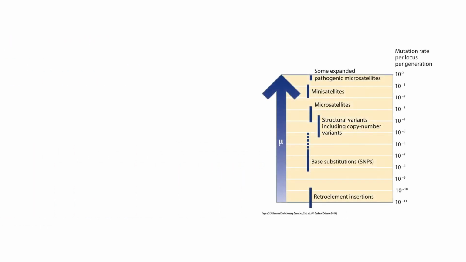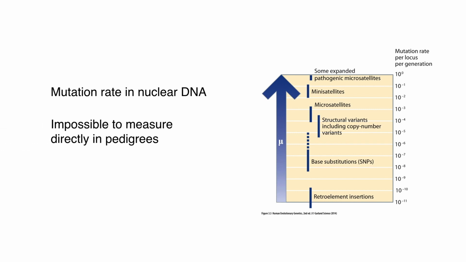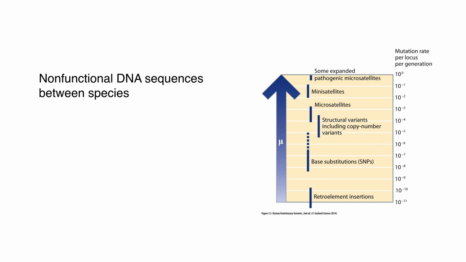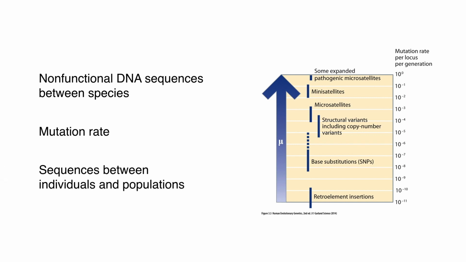Different classes of polymorphisms have different mutation rates. The mutation rate in nuclear DNA is often so low that until recently it was impossible to measure it directly in pedigrees, and therefore indirect approaches were used. Then comparisons of non-functional DNA sequences between species whose divergent times were known could give estimates of mutation rates. Today, we use next-generation sequencing for comparison of sequences between individuals and populations.